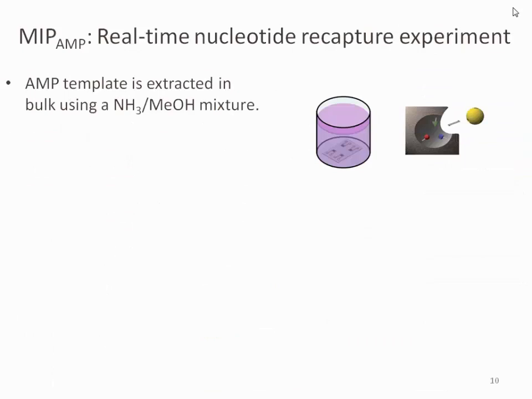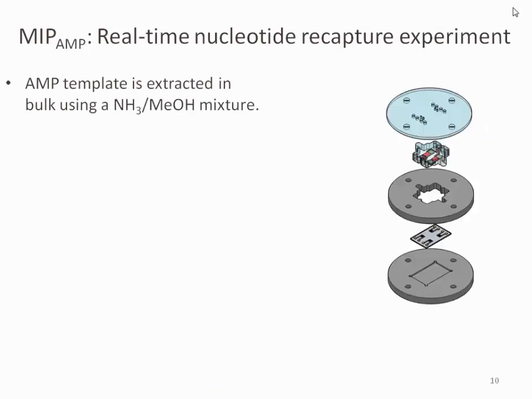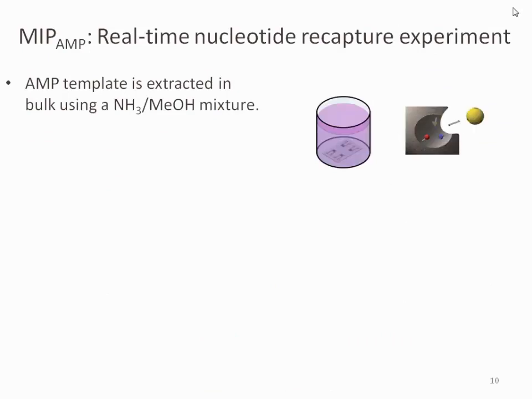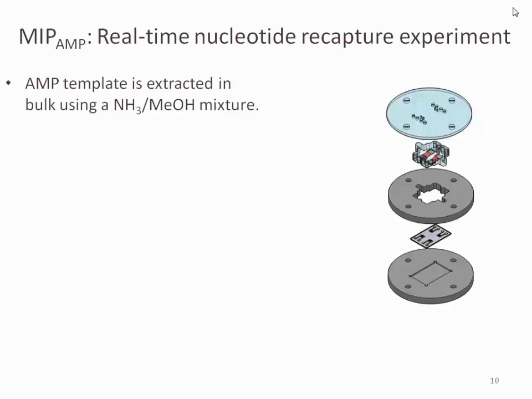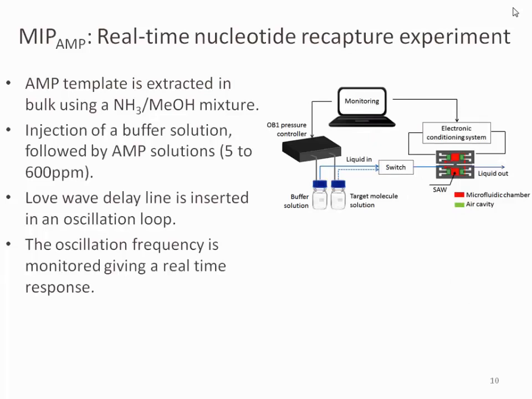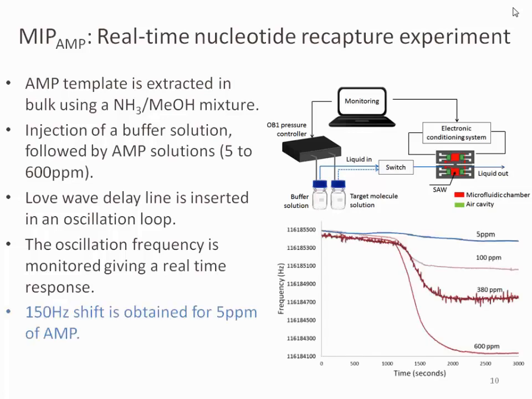We performed some recapture experiments, in the case first of the AMP target. So first we extract the AMP from the thin film using a bulk solution, so we dip it into a solution for extraction. After extraction, we place the sensor here in the measurement cell, and we use this kind of conventional setup with microfluidic components here to inject first a buffer solution and then the target molecule containing solution into the microfluidic chip. And we follow the oscillation frequency of the delay line, which is inserted in an oscillation loop. So we obtain those kind of curves where you can see here the frequency shift versus time.